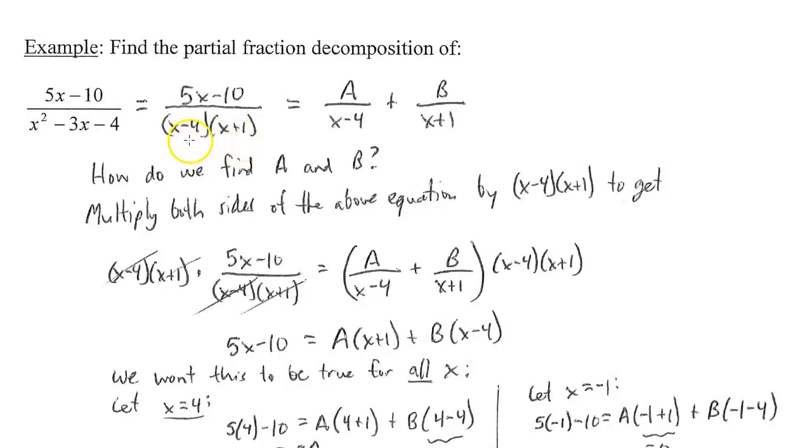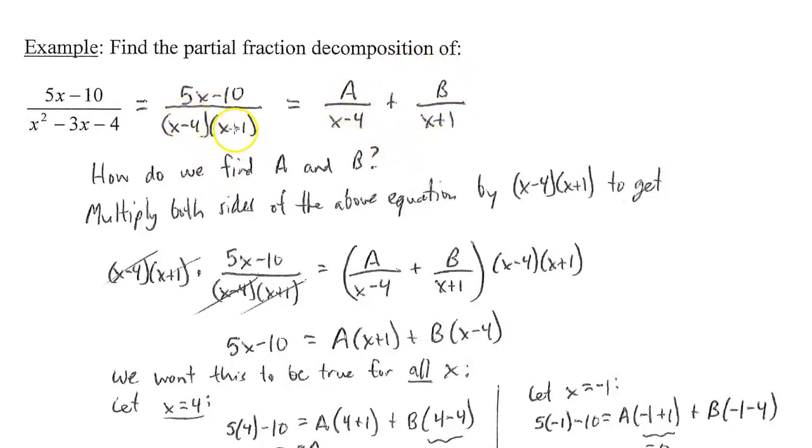If you have all linear factors and none of them are repeated, so I don't have like an x plus 1 and another x plus 1, I just have one factor of x plus 1 and another factor of x minus 4, that's kind of the easiest situation. You can do your partial fraction decomposition as some constant over x minus 4 plus some constant over x plus 1. Now the question is, what are those constants?